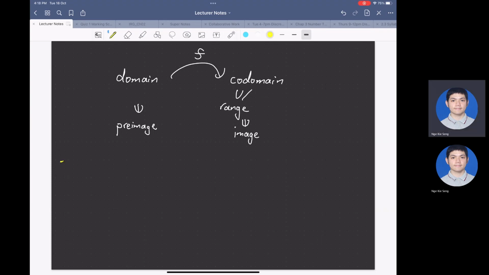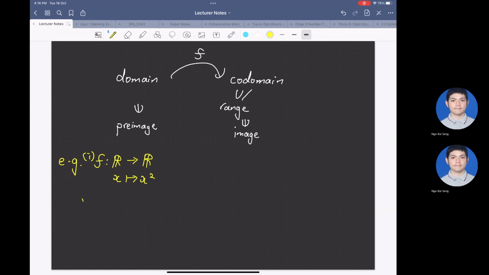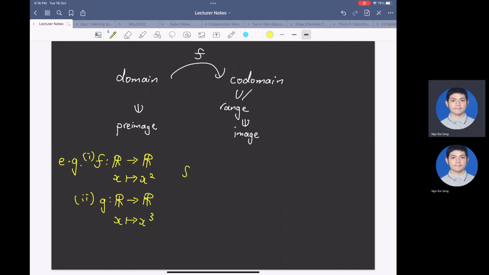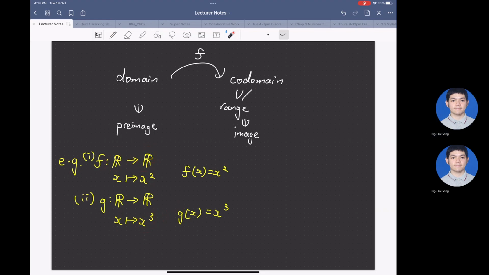Okay, for example, what kind of function you have? You have function from real to real, okay, where you can consider sending x to x squared, or you can also consider function going from R to R, but send x to x cubed. So this is f(x) = x squared, and then g(x) = x cubed. Given me an x, I square it and then I give back to you. Give me an x, I cube it and then I give back to you. Okay. So this is the domain. This is the codomain.